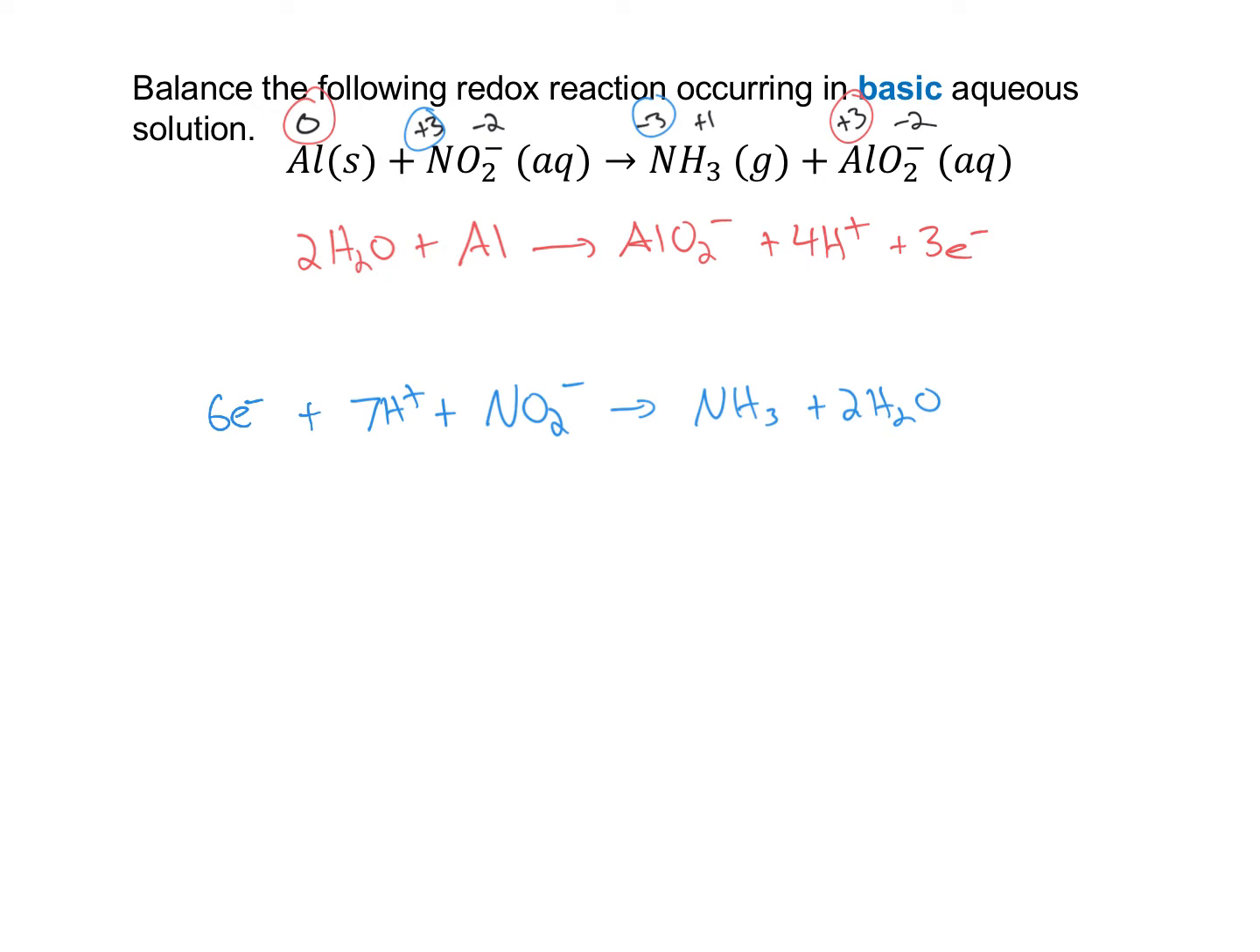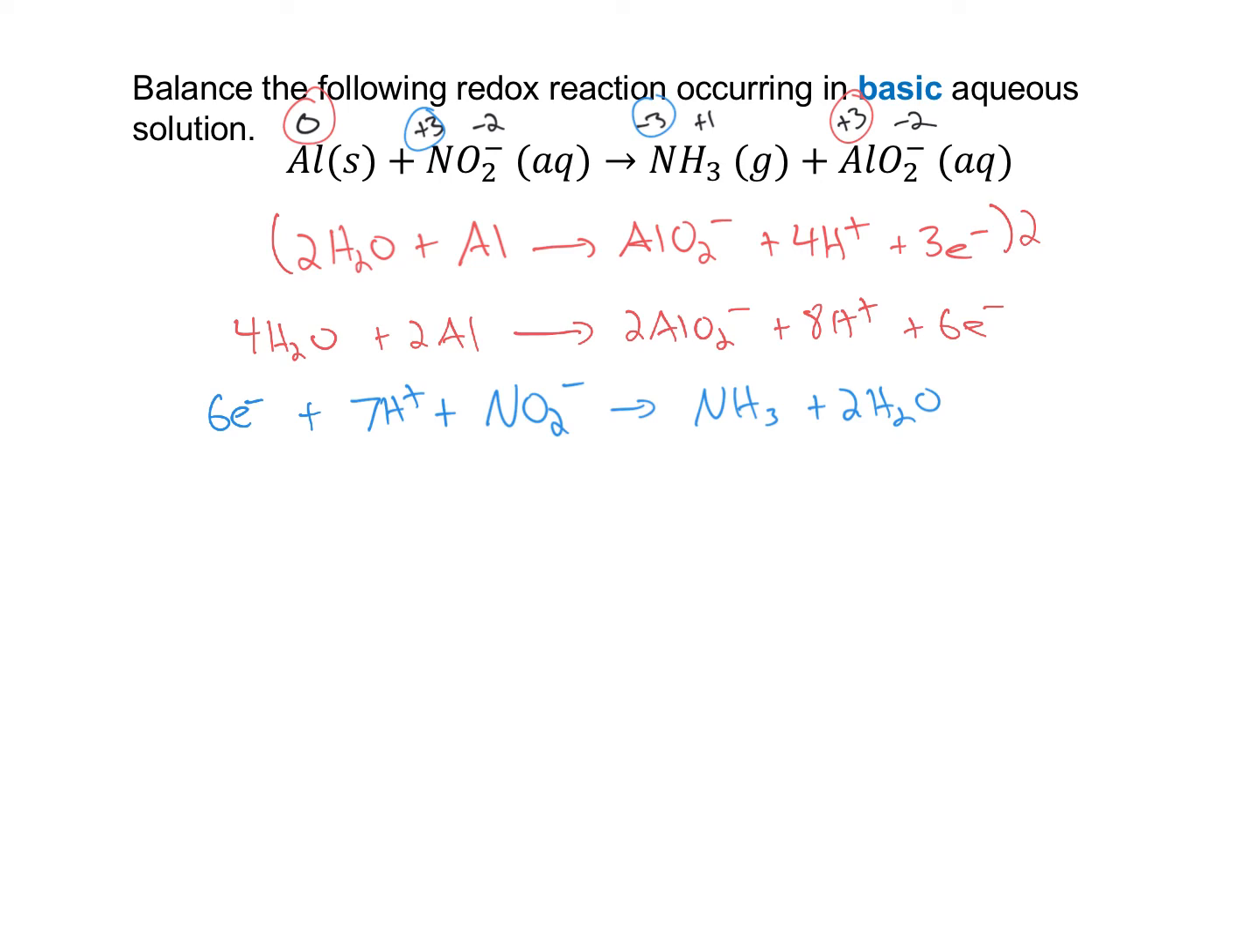And so I need to multiply the first half reaction by 2. So then I'm going to have 4 waters, 2 aluminums, 2 AlO2 minus, 8 H plus, and 6 electrons.